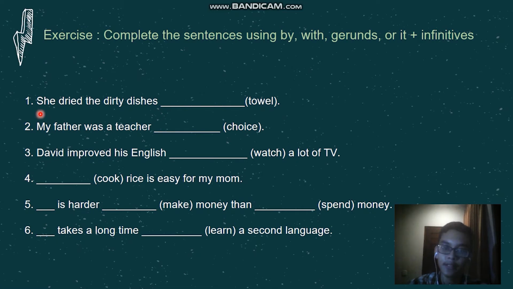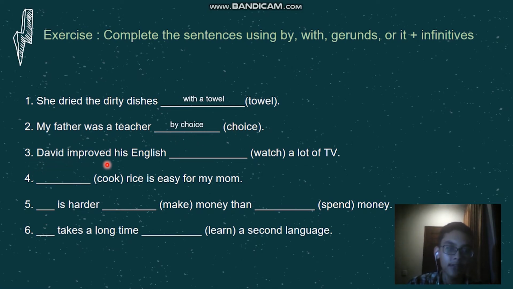So to complete the sentence, we can use "with": she dried the dirty dishes with a towel. The second, my father was a teacher blank choice, which is why the action was done, choice. So the complete sentence is: my father was a teacher by choice.